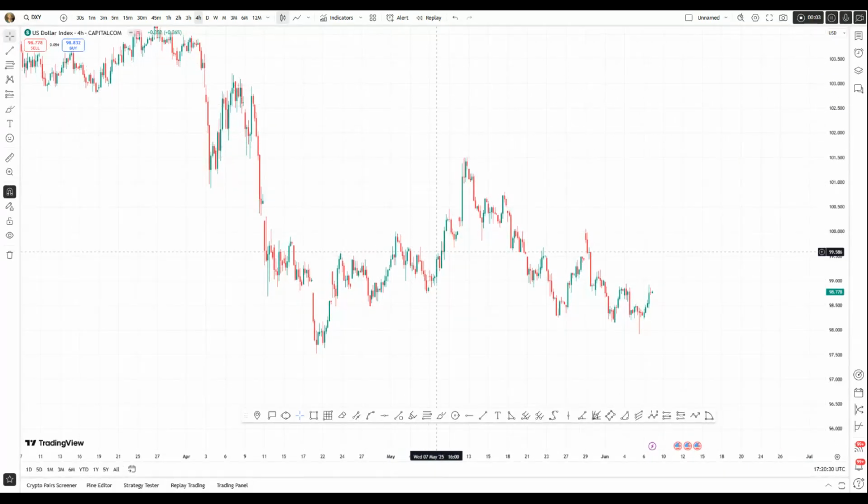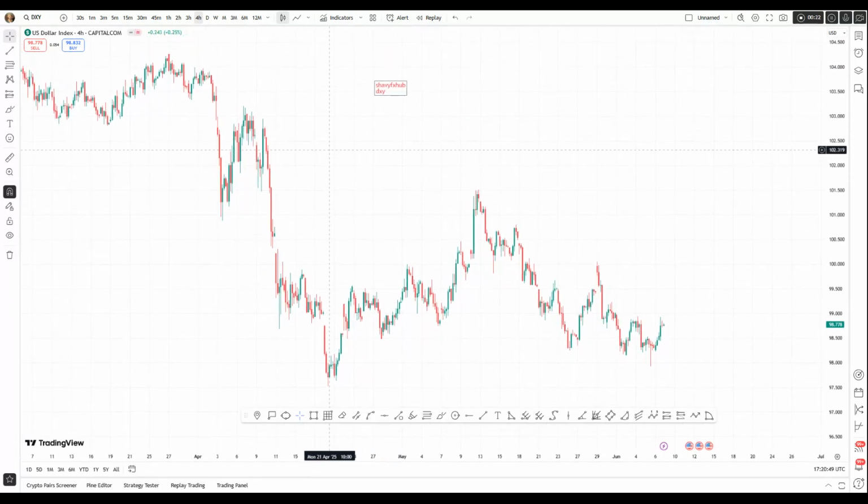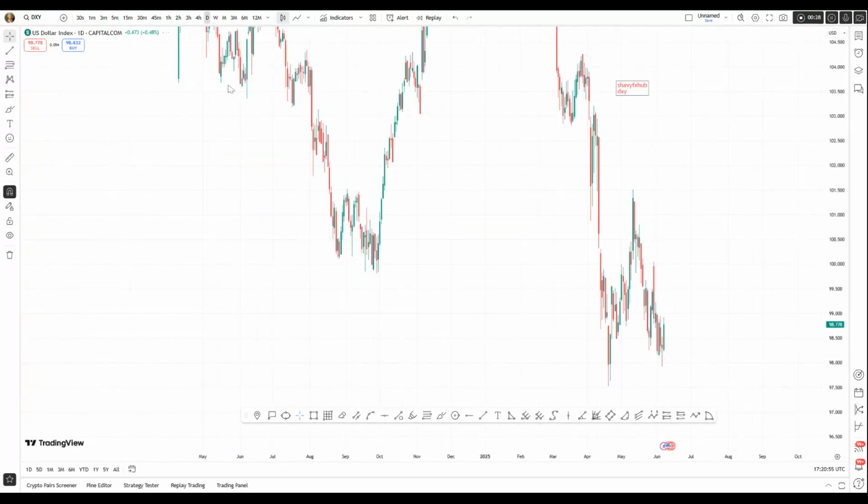So, Shavyfxhub, let's look at the dollar index. Now, this is very important to us, as almost all pairs are, in one way or the other, affected by the price movement of the dollar. So we must factor that.